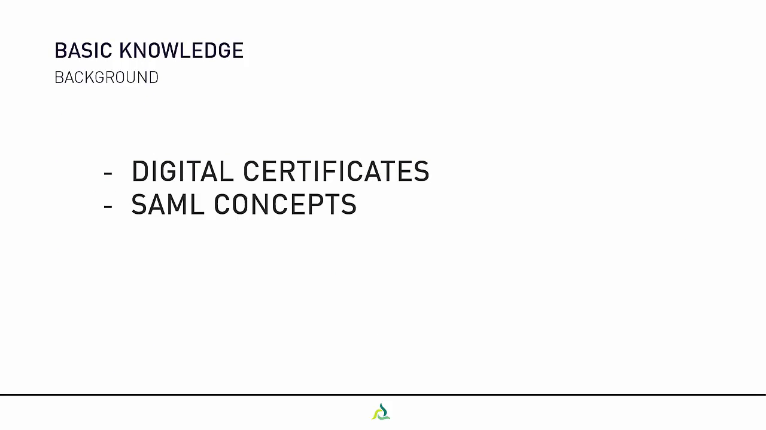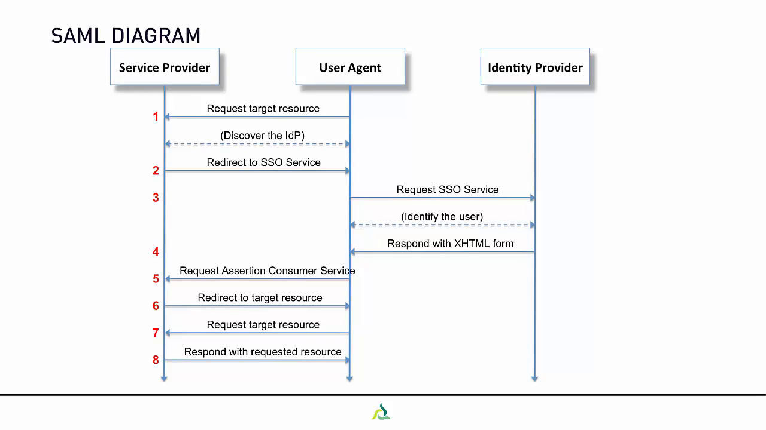The basic knowledge required for this particular configuration in CloudCockpit is knowing digital certificates, to allow the communication between the CloudCockpit infrastructure and the application that you're doing SAML with, which is in this case Google Apps, but we have other good examples like Salesforce.com and Office 365. You also need to understand SAML concepts. So let's first take a look at the SSO diagram.